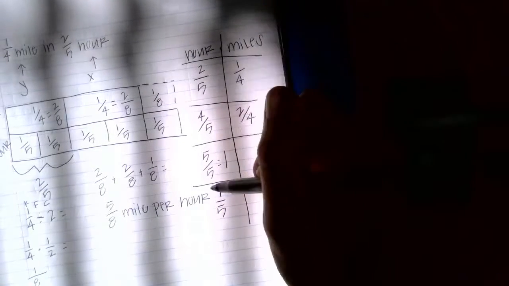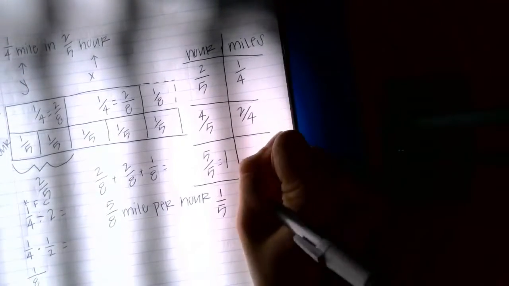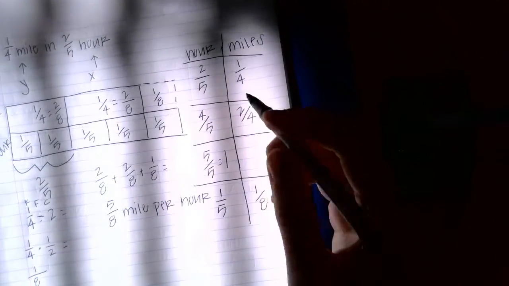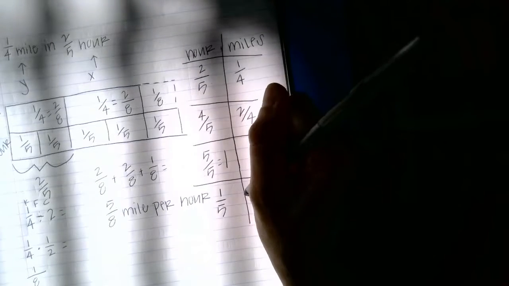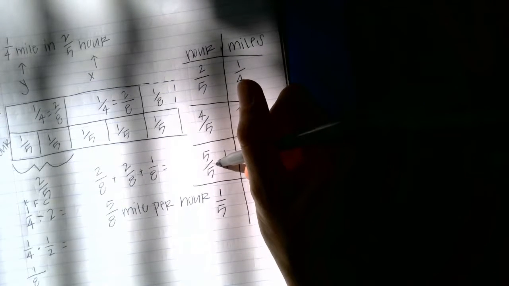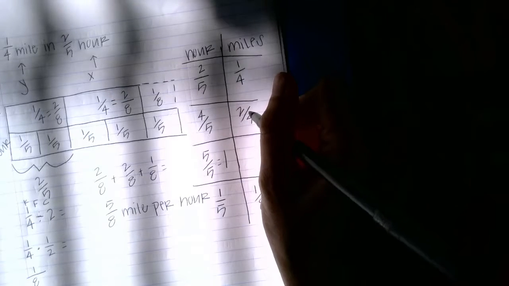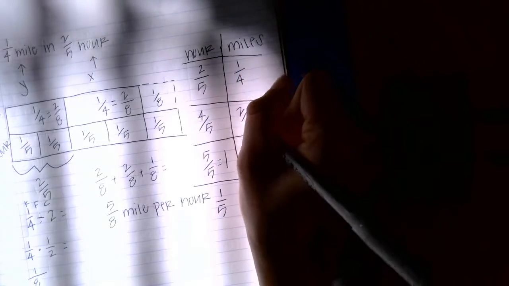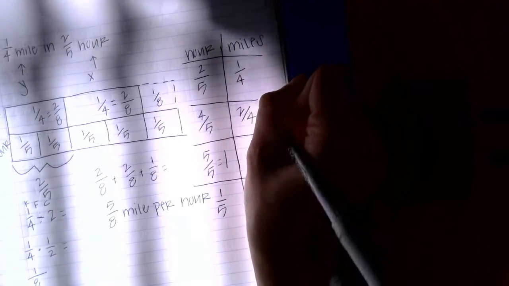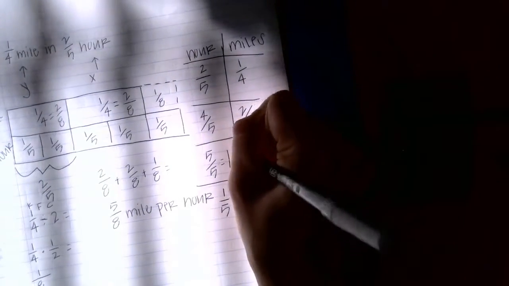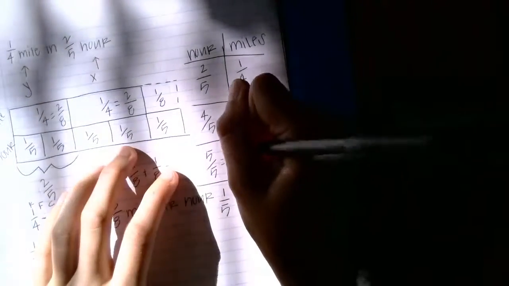Well, if this is 2/5 and this is 1/5, that's half. Half of 1/4 is 1/8. So now I could take the 4/5 and the 1/5 and add them together to get 5/5. Therefore, I would have to add my 2/4 plus my 1/8. 2/4 plus 1/8, or 4/8 plus 1/8 is 5/8. So here's my unit rate, where x is 1 and my y is the unit rate. So 5/8 miles per hour.